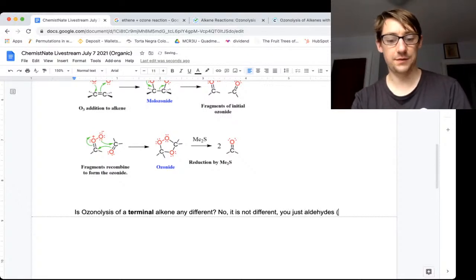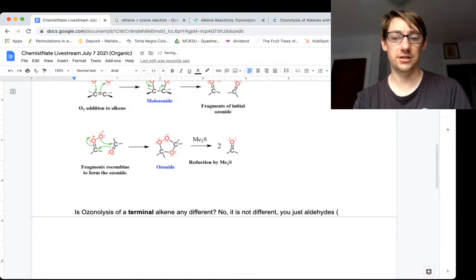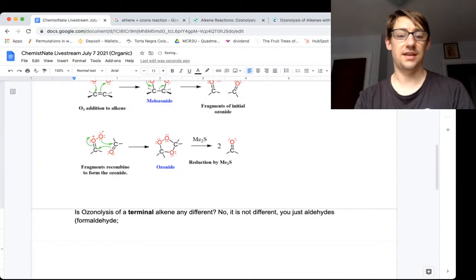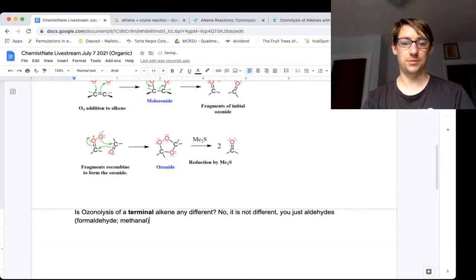Well, I guess specifically for a terminal alkene, you get, what's that one called? It used to be called formaldehyde. What's it called now? It's called methanal. Yeah, that's it. That's it. One carbon aldehyde.